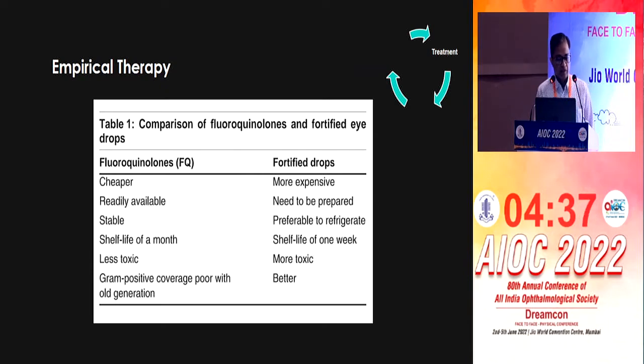Empirically, you could start with either fortified drops or with fluoroquinolones. This table from Dr. Gokhale sir's article very nicely describes it. My preference is fluoroquinolones because they are cheaper, they are more stable, they are available in a bottle, you don't have to make them, they're less toxic, and they have got more shelf life. Otherwise, the others have to be disposed of in a week.